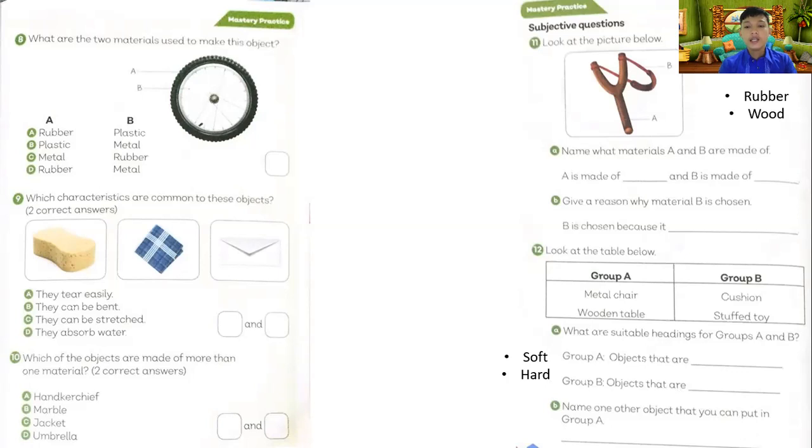Hard. Okay. And then letter B, name one other object that you can put in Group A. So in Group A, you can add one object, like spoon, like that, okay? That is the same with the properties of metal chair and wooden table. All right? So that's it.